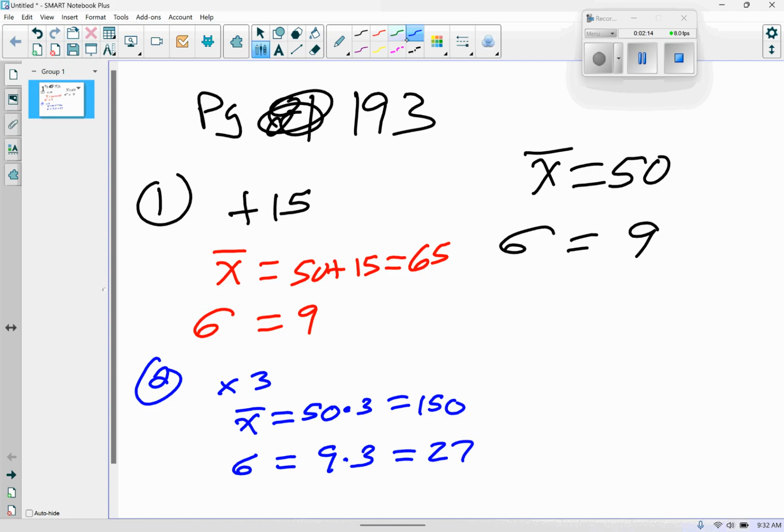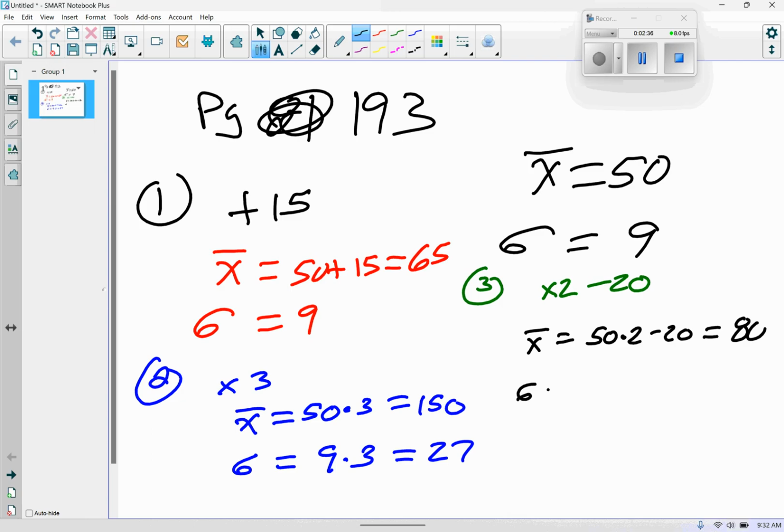And then problem 3, let's squeeze it down here. It says we double and then subtract 20. So if we double it and subtract 20, I'm going to go 50 times 2 minus 20. So that's 80. And then my standard deviation, the only thing that changes on that is the doubling part. So the addition or subtraction does not affect the standard deviation. That's pretty easy cheesy.